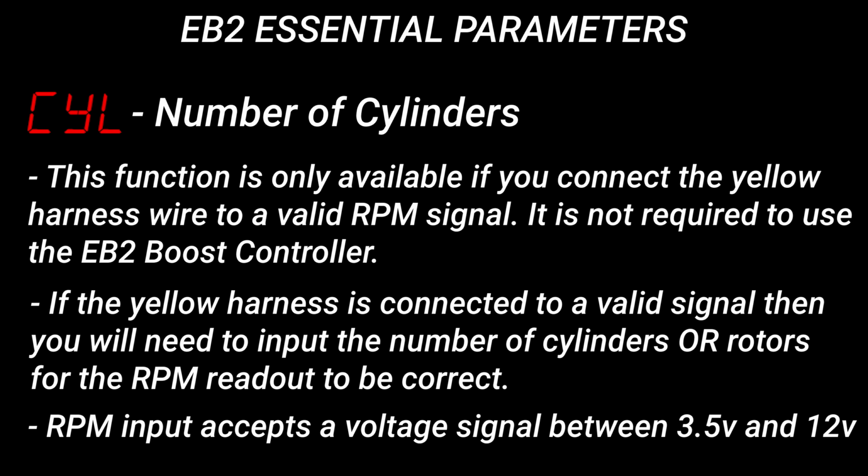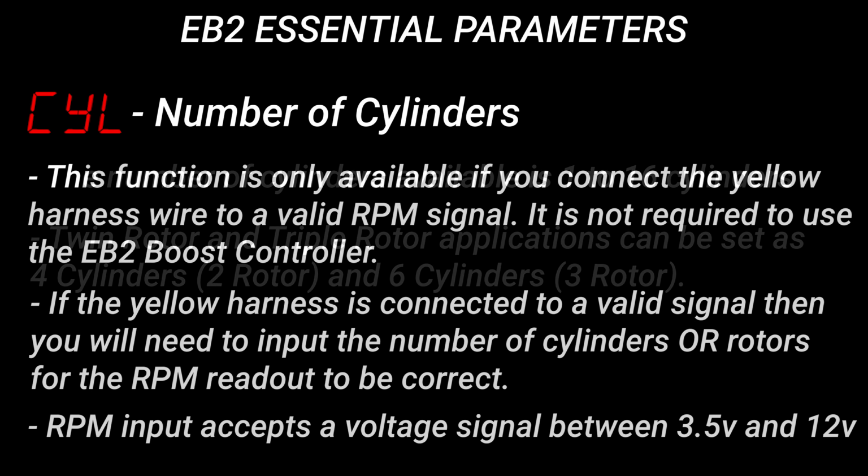CYL stands for number of cylinders. If you have connected the yellow RPM wire to an RPM signal from your ECU or negative terminal of an ignition coil, you will need to input the number of cylinders or rotors in order to configure the RPM signal correctly. The RPM input can accept a square wavelength signal between 3.5 and 12 volts.